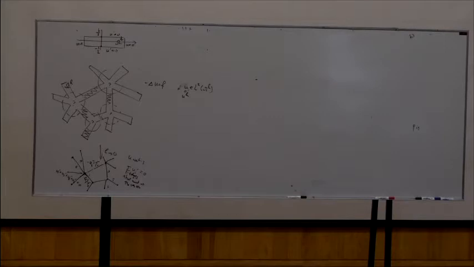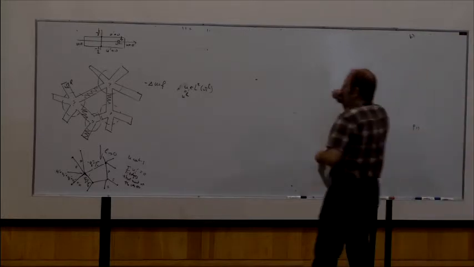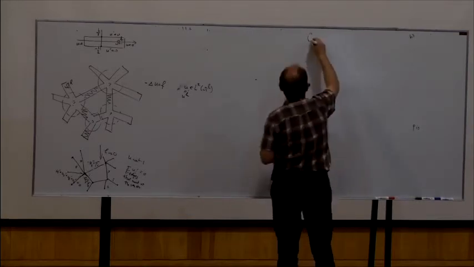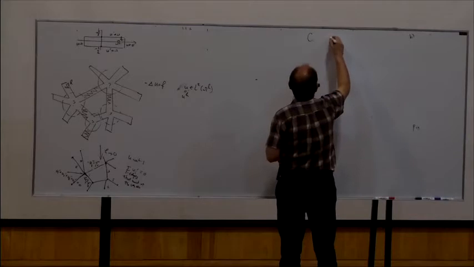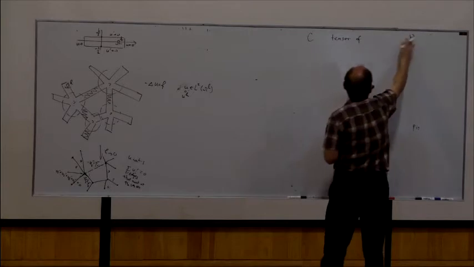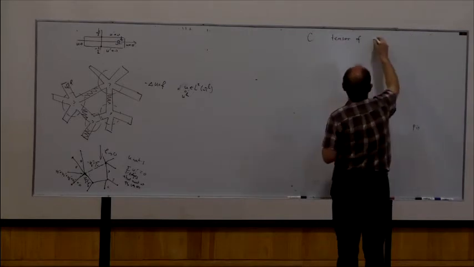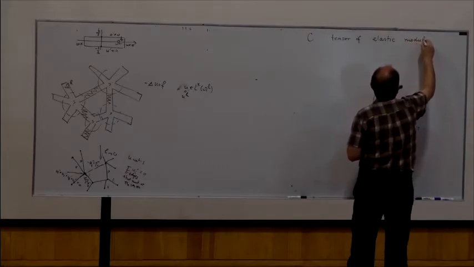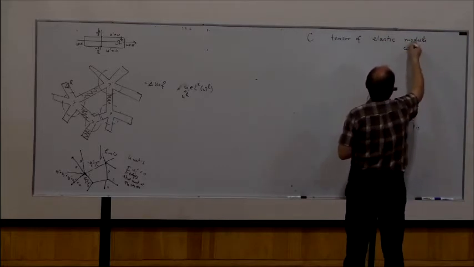Okay, so here is the problem now. Shane called it C, so I will call it C. This tensor of elastic moduli. They're called elastic moduli, or simply, if you don't want to use moduli, you can just refer to them as coefficients.